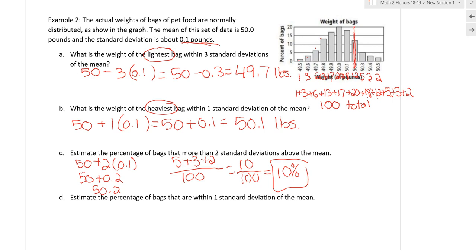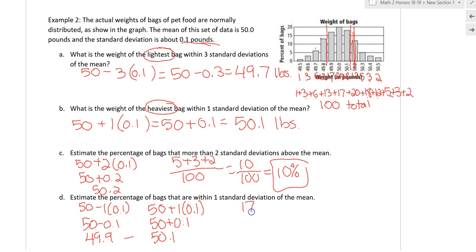Estimate the percentage of bags that are within 1 standard deviation. So within, again, we need to go 1 below and 1 above. Which is 50 minus 0.1, which is 49.9. And then I do 1 above, 50 plus 0.1, which is 50.1. Okay, so that's why I want to be between 49.9 and 50.1. And with the within, those are included.